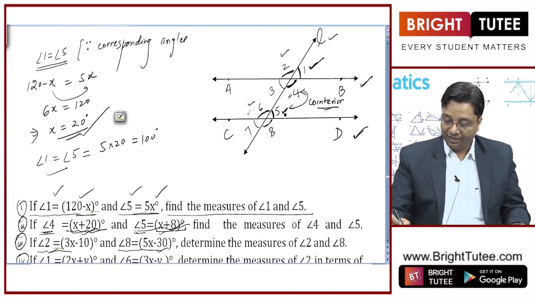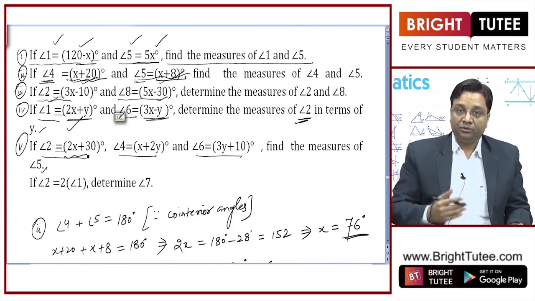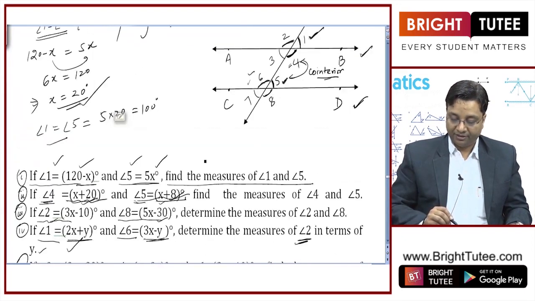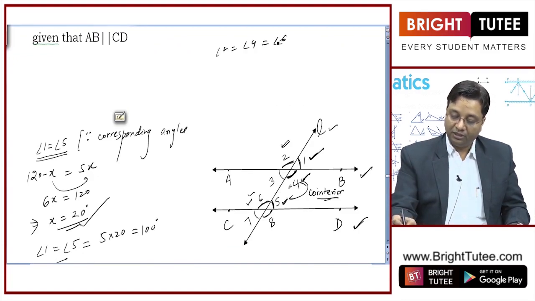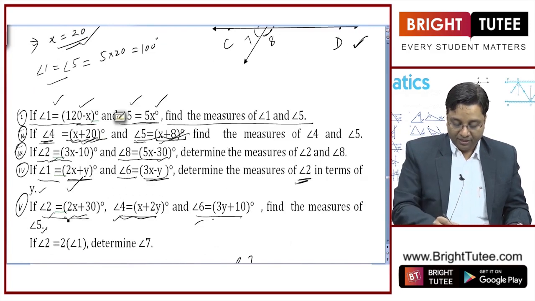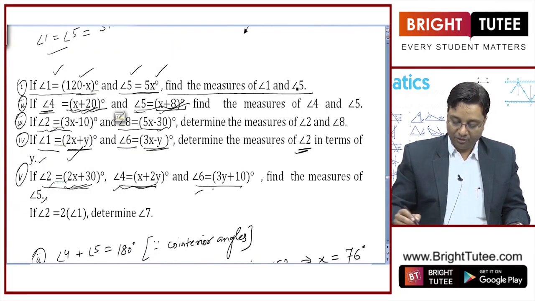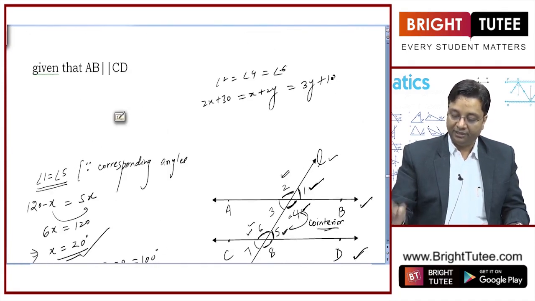Okay, angle 5, let us look at it. I will do it here itself so that I don't have to go below again and again. Angle 2, 4 and 6. Angle 2 is equal to angle 4 and angle 4 is equal to angle 6. So all these three angles are equal. So let's put their values here. 2x plus 30, x plus 2y, and it is equal to 3y plus 10. This is one thing.